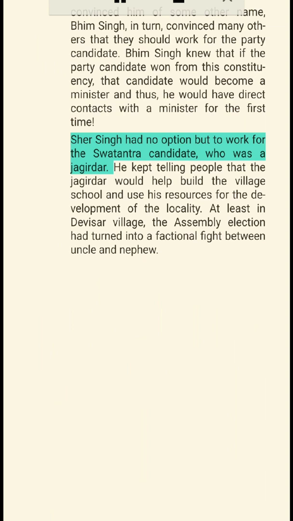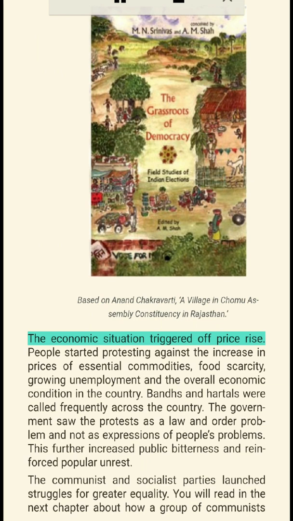Sher Singh had no option but to work for the Swatantra candidate, who was a Jagirdar. He kept telling people that the Jagirdar would help build the village school and use his resources for the development of the locality. At least in Devasar village, the assembly election had turned into a factional fight between uncle and nephew. Based on Anand Chakrabarti, a village in Chomu Assembly constituency in Rajasthan.